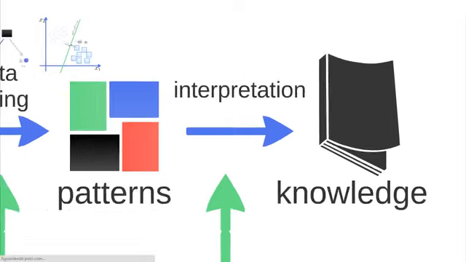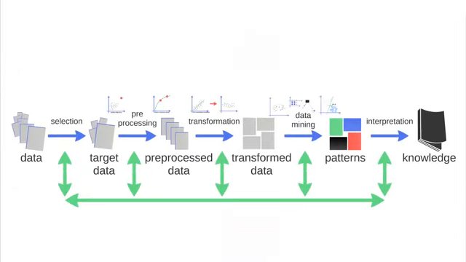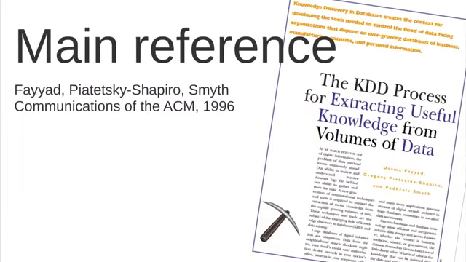It's important to say that we have all these green arrows, which means that we can return to any of the previous steps that we applied here in order to improve our notion of patterns and also our notion of knowledge. That's why we have such an interconnected procedure here. It's also important to say that this explanation about knowledge discovery in databases is based on this main reference from Fayyad, Piatetsky-Shapiro and Smyth in 1996.